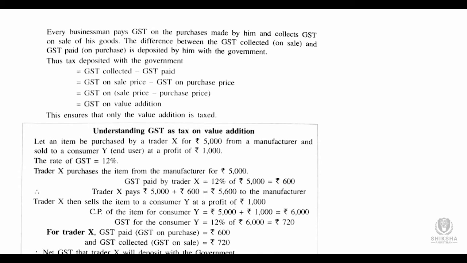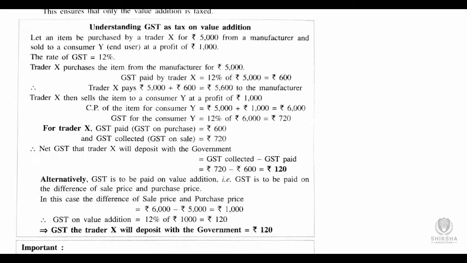Now let us understand this with an example. Let an item be purchased from a trader X. A trader X purchases an item for 5,000 from a manufacturer and sells it to consumer Y, the end user. End user means he will consume the product. The sale is at a profit of 1,000, with the rate of GST being 12%. So let us consider that X purchases the item from the manufacturer for 5,000, and the GST paid by X to the manufacturer. What is the GST the trader paid to the manufacturer? That is 12% of 5,000. That is 600.